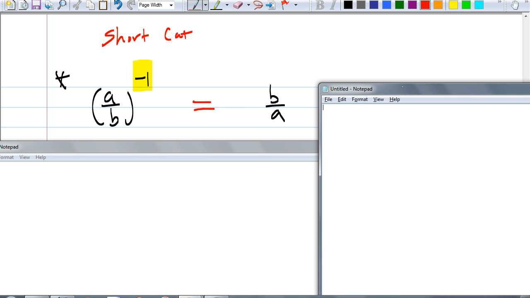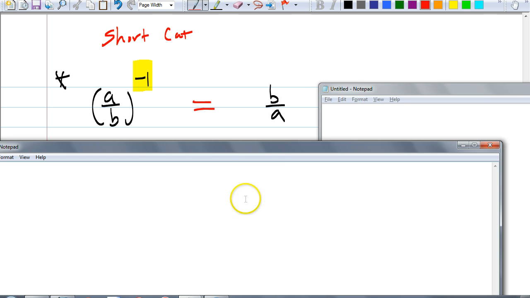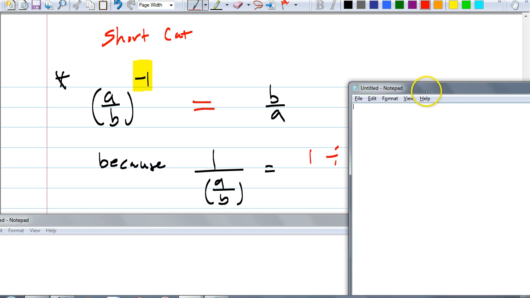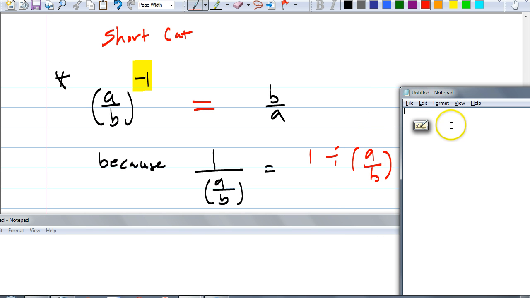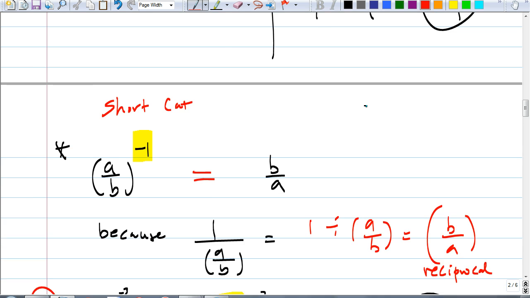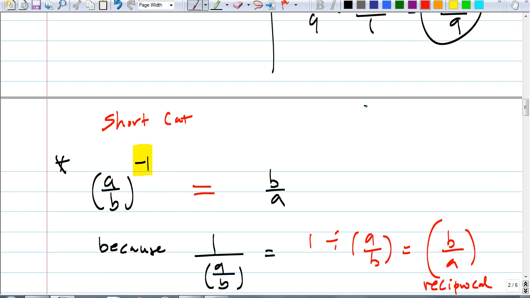And actually, Matthew told us why. Just like he said, it's because A over B to the negative 1 power means 1 over A over B, right? Which means 1 divided by A over B, which means B over A, which is the reciprocal of A over B. So this is a nice shortcut that you should be aware of. Okay? So anything to the negative 1 power, guess what? It gives you the reciprocal.